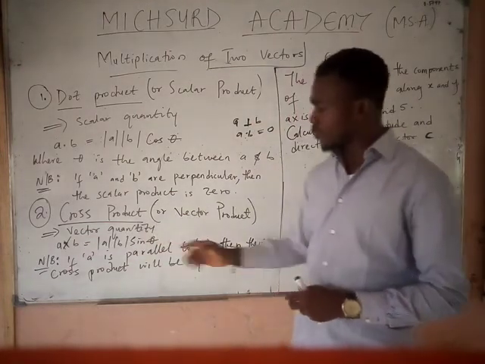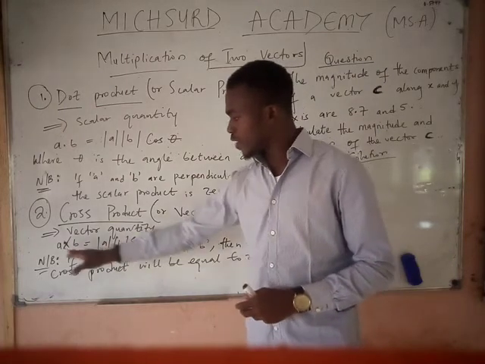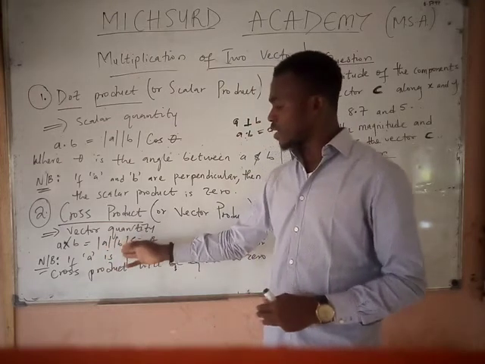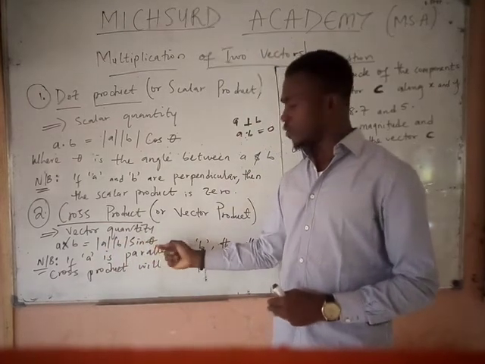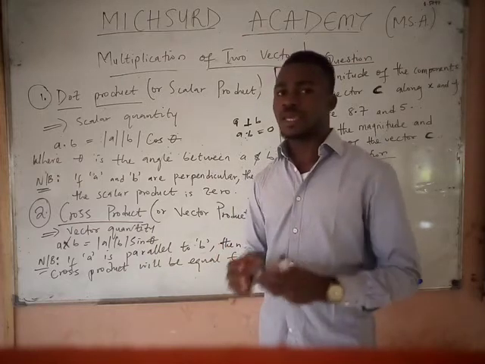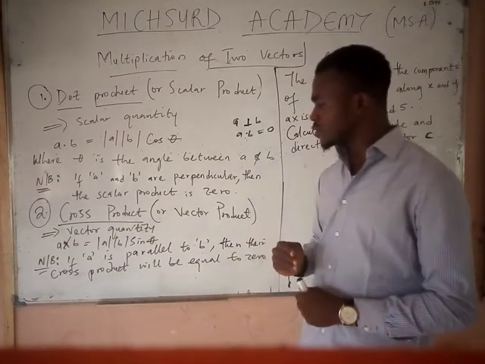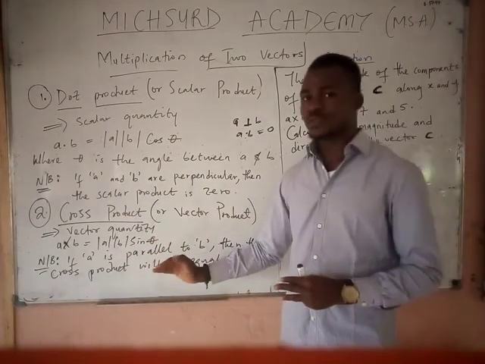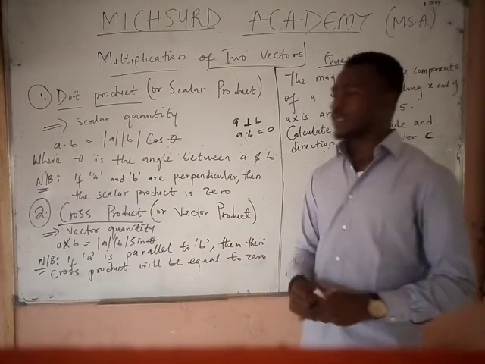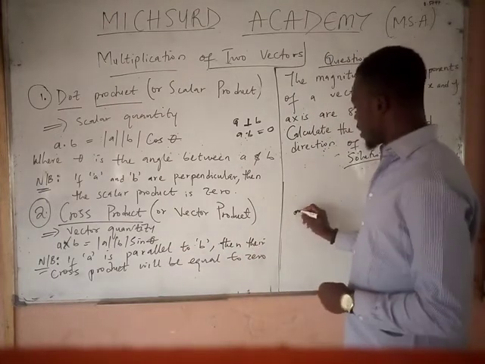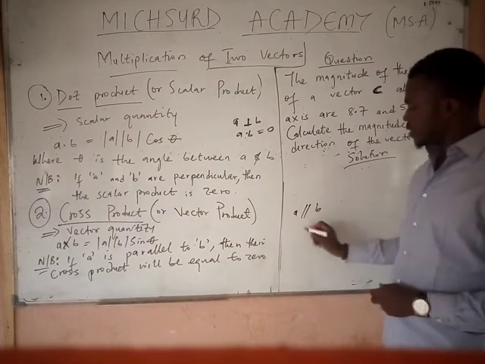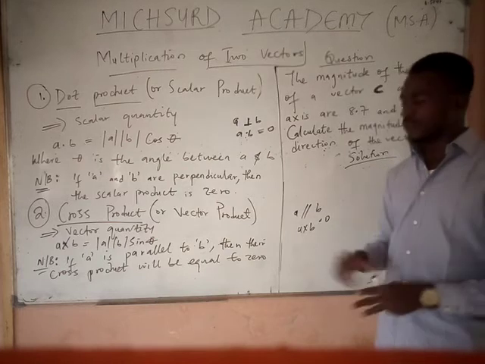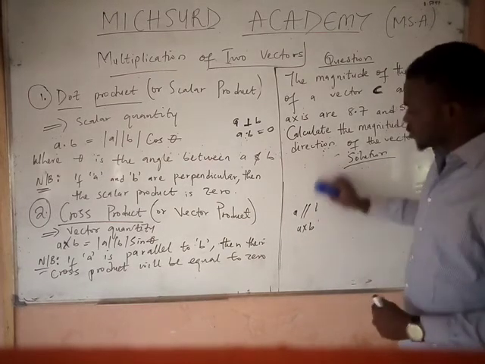So we have the formula we use to calculate it. A cross B is equal to the magnitude of A times the magnitude of B sine theta, also where theta is the angle between A and B. We should also note that if A is parallel to B, then the cross product will be equal to 0. So if A is parallel to B, then A cross B will be equal to 0. This is another typical examination question.